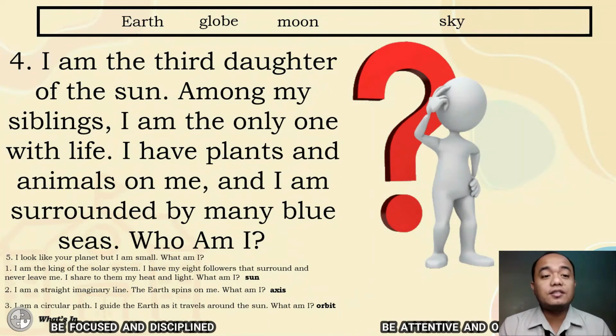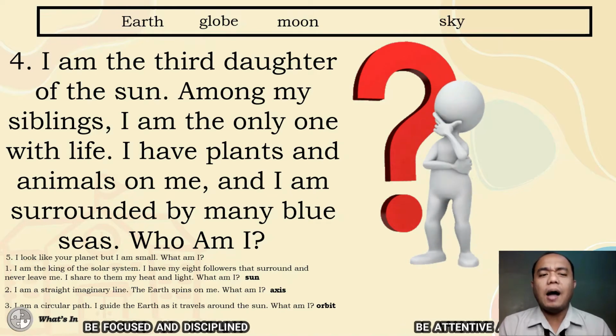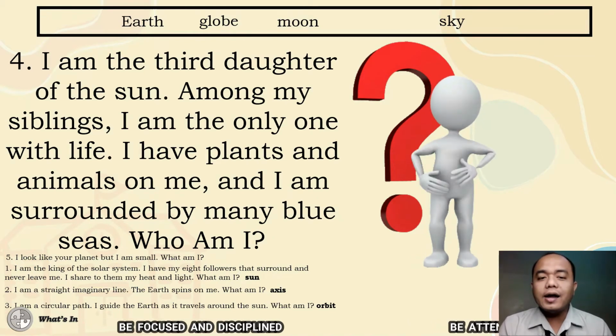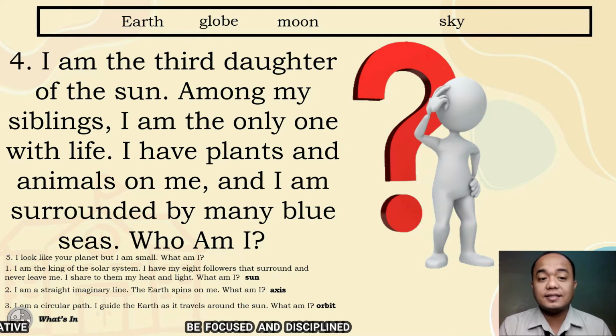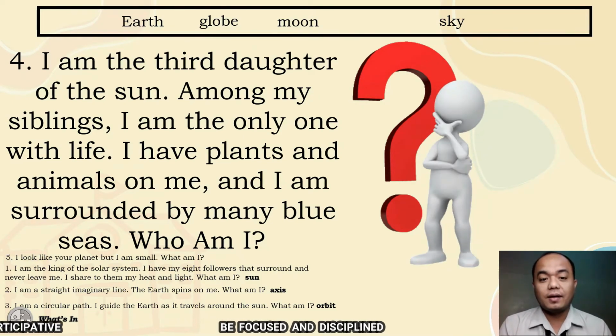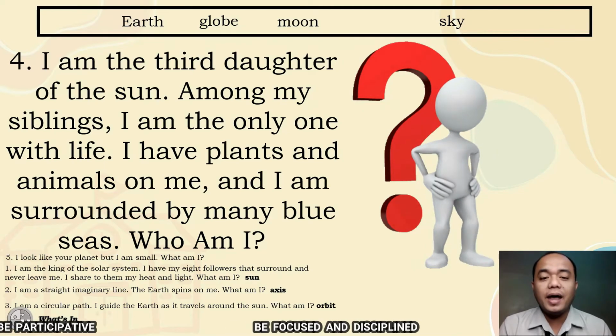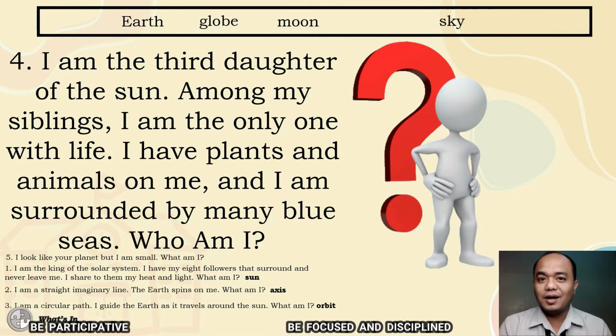Next, number 4. I am the third daughter of the sun. Among my siblings, I am the only one with life. I have plants and animals on me, and I am surrounded by many blue seas. Who am I?